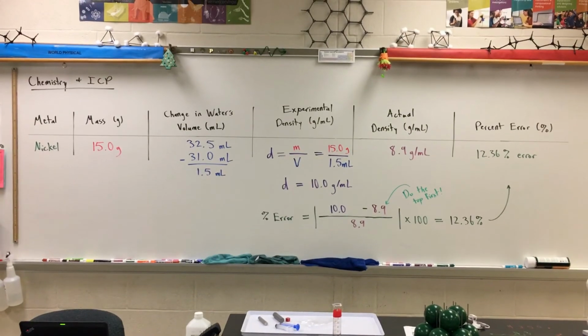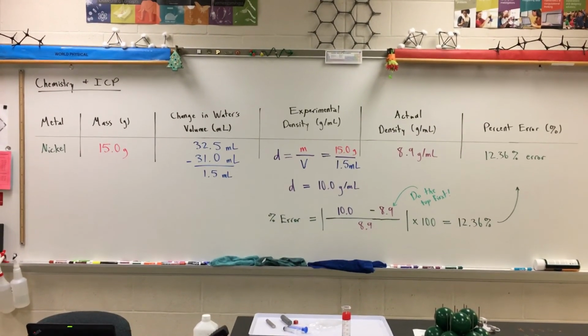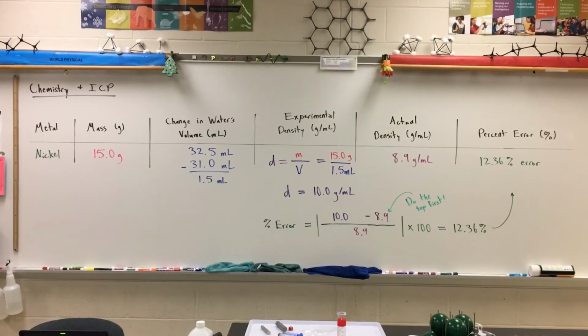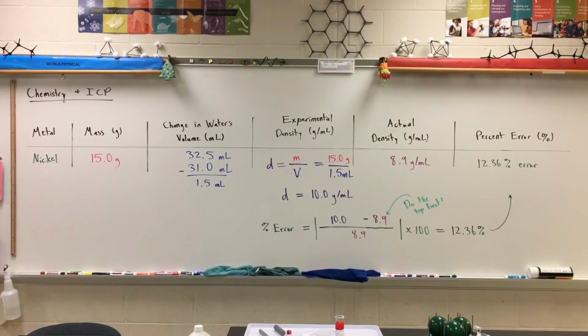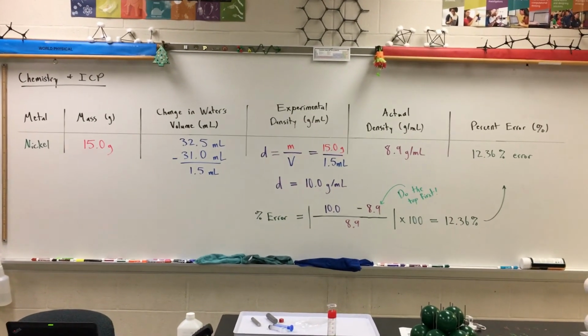So this is pretty much what we're going to do for our lab, except with 5 different metals. We're going to do it for lead, copper, zinc, aluminum, and tin, each marked with a little letter or a symbol so that you can tell them apart.